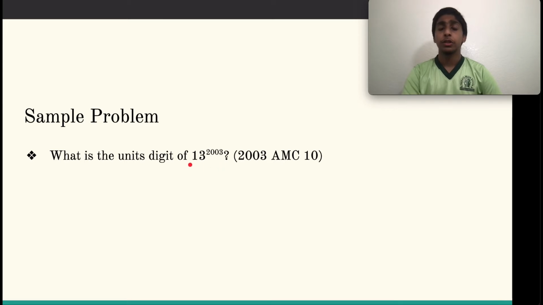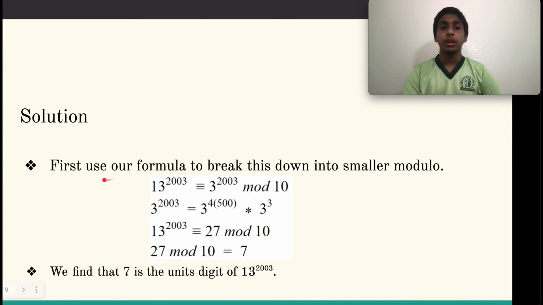Okay, so hopefully you solved the problem. So now let's get back to the video. I'll go over the solution to this problem. First, use our formula to break this down into smaller modulo. We don't want to solve out 13 to the power 2003. That's way too much work. What we're going to do instead is break it down.